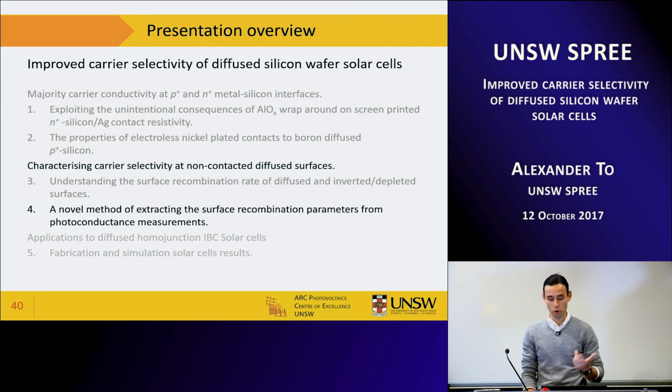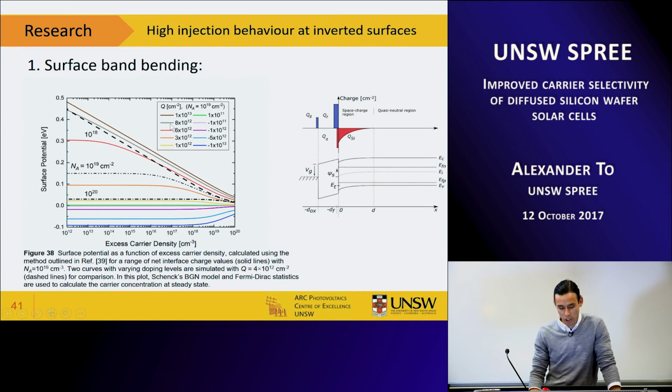So that brings us to point number 4. What we have here is firstly a plot of surface band bending versus excess carrier density for a given surface doping and for varying fixed charge.